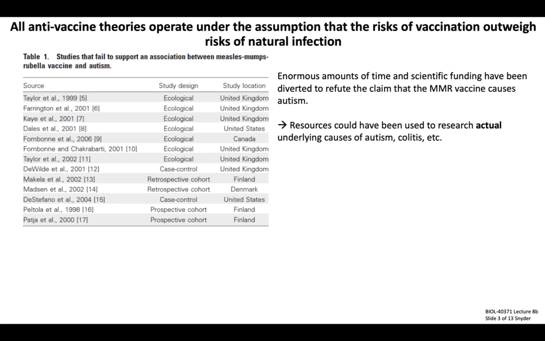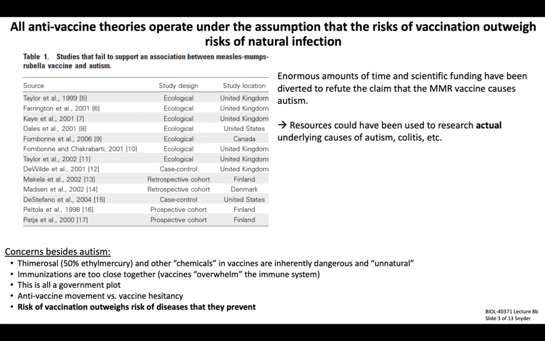This holds true for other vaccines besides MMR as well, and these studies have continued throughout more recent years. This is a bit frustrating when you think about how many groups have invested their time and money into refuting a claim that vaccines cause autism, because these are all resources that would have been better used to study actual underlying causes of autism and colitis, but instead they've been redirected towards disproving this one claim whose reception by the public got blown completely out of control.